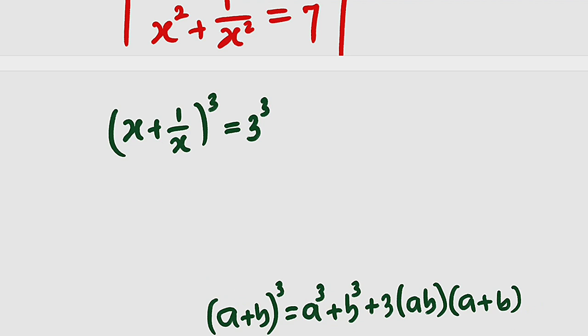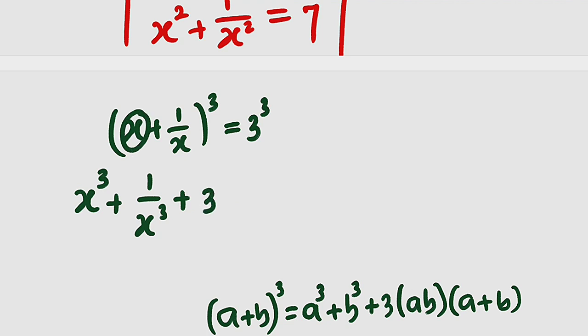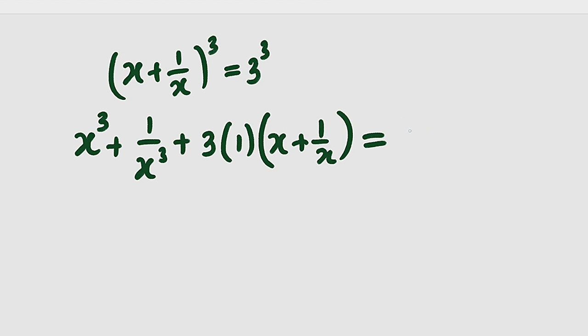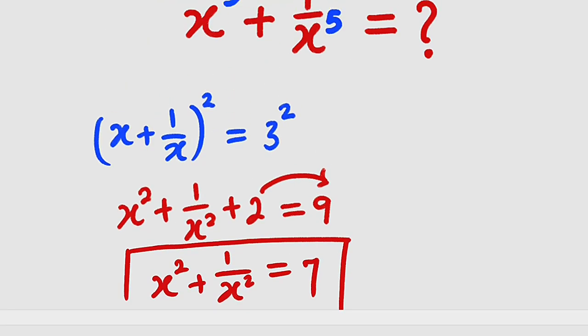So we can apply the same thing here, where a is x and 1 divided by x is equivalent to b. Therefore, the left hand side of this expression, we take a, we cube it, which is x to the power of 3, plus we take b and cube it, which is 1 divided by x to the power of 3, then plus 3 multiplied by ab. If you take a, you multiply by b, which is x times 1 divided by x, that will give us 1. So this is just 1. Then we multiply by a plus b, that is x plus 1 divided by x. And this is equal to, the right hand side is 3 to the power of 3, which is 27. Remember that this is given from the original equation, x plus 1 divided by x as 3.